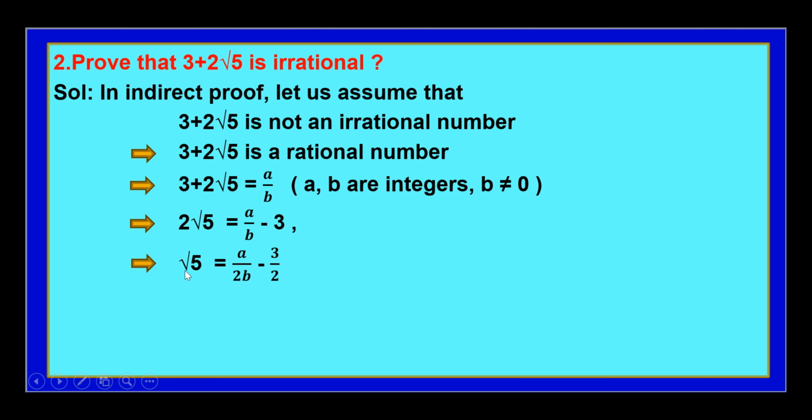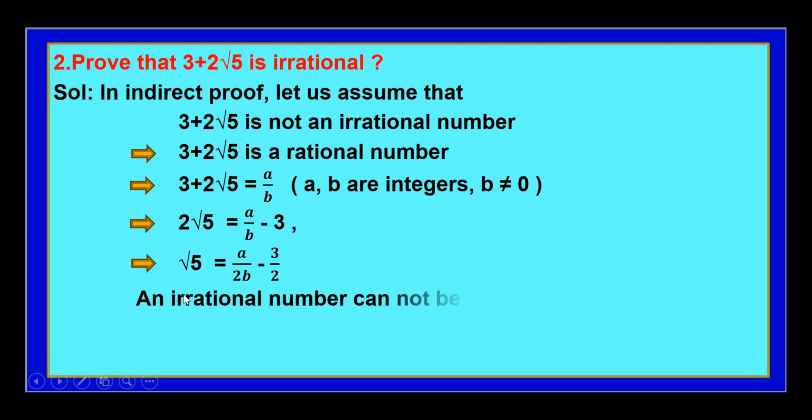Here root 5 is an irrational number. We proved it already in first question. Whereas a by 2b is a rational number, 3 by 2 is a rational number. If we subtract one rational number from the second, again you will get a rational number. At LHS you will get an irrational number. At RHS we have a rational number. But we have an equality sign between the two. An irrational number cannot be equal to a rational number, isn't it?